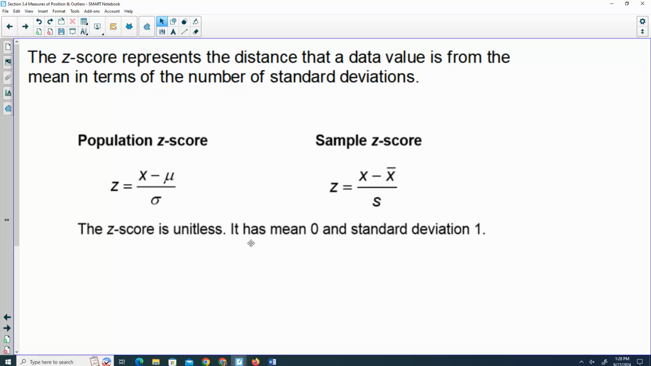It's the same idea in a sample. Just remember, if we're dealing with a sample, we have different letters to represent the mean and standard deviation. So it's always our value minus the mean, divided by the standard deviation of our set.